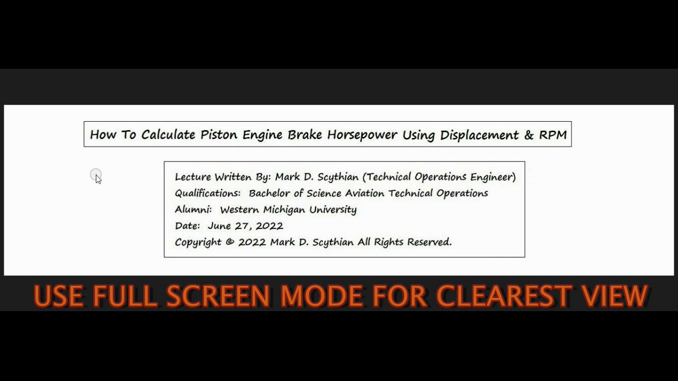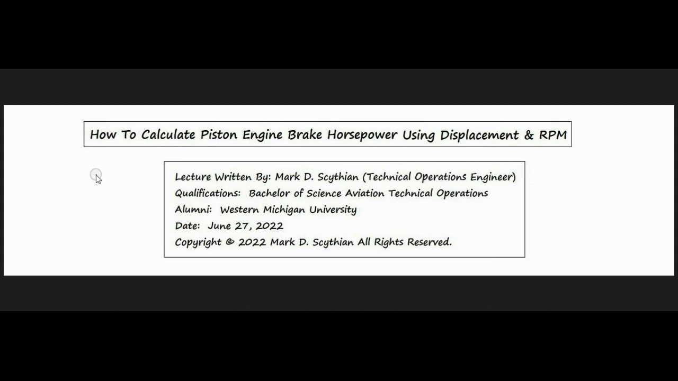This lecture is titled How to Calculate Piston Engine Brake Horsepower Using Just Displacement and RPM Setting. So assume we have a 4-stroke, 6-cylinder, 3.6 liter automobile gasoline piston engine operating at 3,400 RPM.